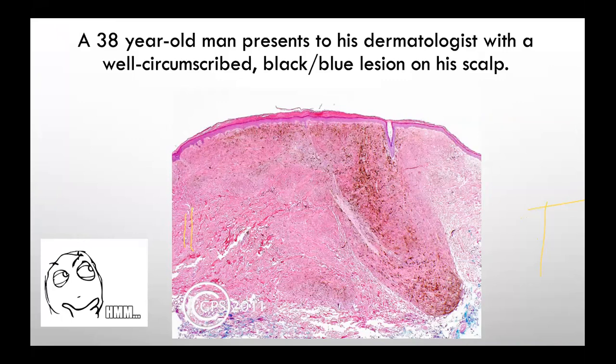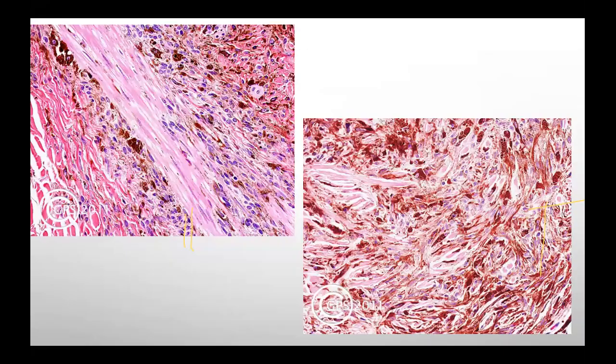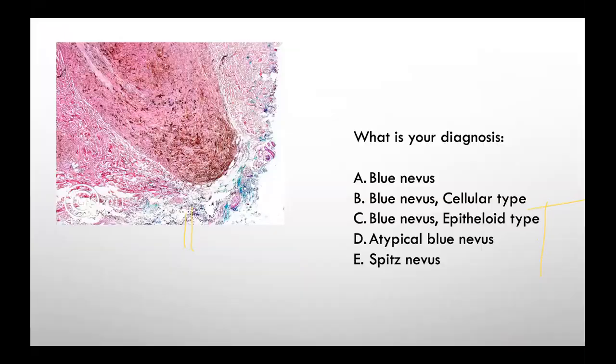And the spindle cell is predominant. Unlike the conventional blue nevus, which is separated by collagen bundles, in the cellular type the cells are attached to each other, but in the common blue nevus they are separated by the collagen bundles. And the mitoses are very rare as well. As you see here, the spindle cells. So that's the blue nevus, the cellular type.